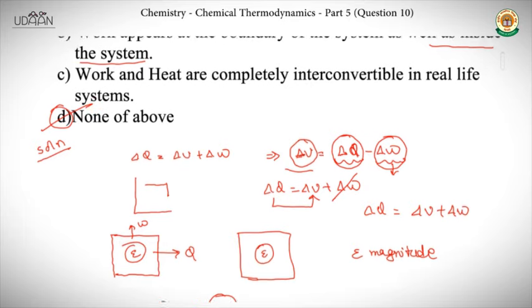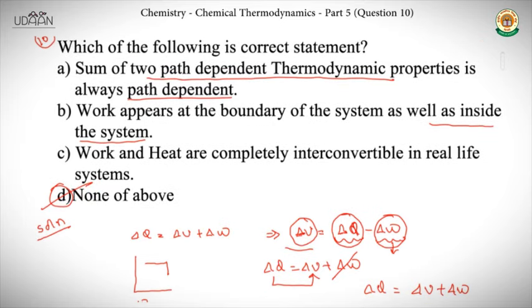So in this question, they are mainly concerned about three different theoretical concepts: path function and state function, whether work is a system's property or not, and third, the second law of thermodynamics. That's it. So we have an answer for you guys. We'll move on to the next question and see what happens there.